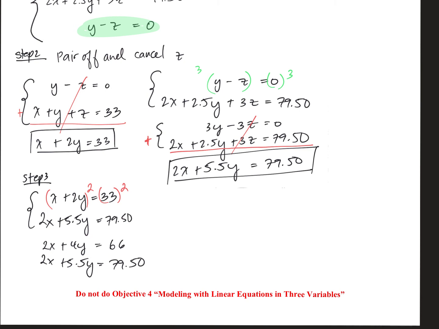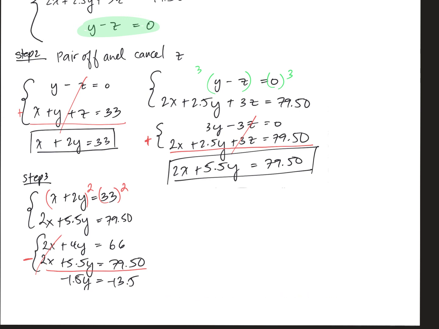So now, how do we get rid of the 2x's? Should we add or subtract? Well, since they're both the same sign, we're going to go ahead and subtract. So 2 minus 2, that's gone. And we are left with 4 minus 5.5, so it looks like negative 1.5y equals, and then 66 minus 79.50. So that'll be negative 13.5. And I'm going to go ahead and erase or white out that red down there. So real quick, note that we do not cover objective 4. You can go over that, or you could ask me about it if you want.